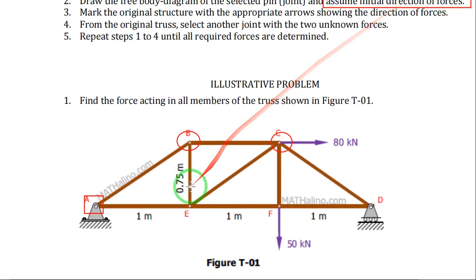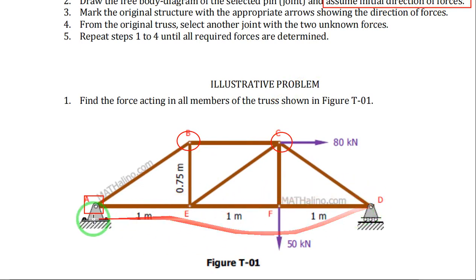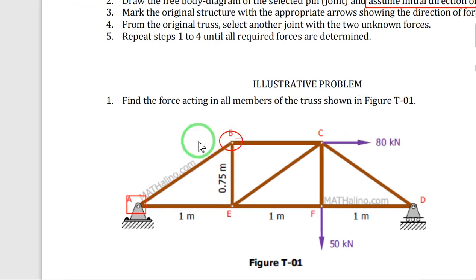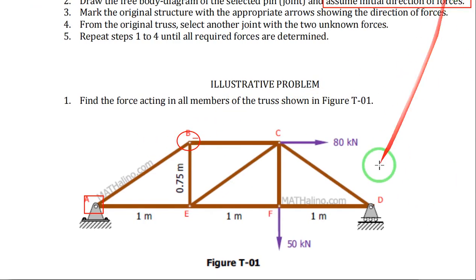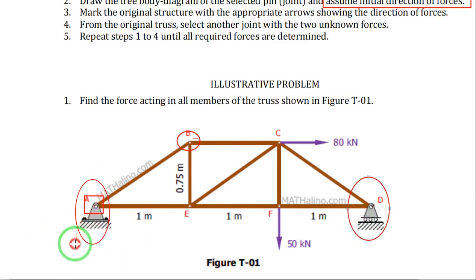So you can see that we have this simple truss. At the right support, we have a rocker or roller support. Then at the left support, we have a pin or hinge support. For a pin or hinge support, you have a vertical reaction, either downward or upward, and then you have a horizontal reaction, either to the left or to the right.